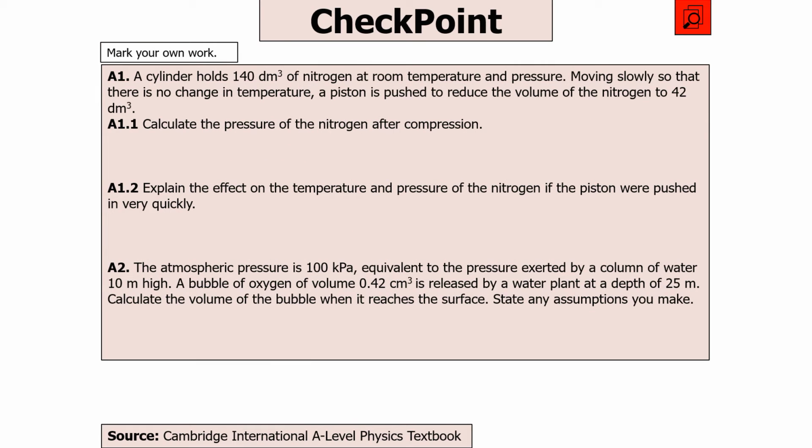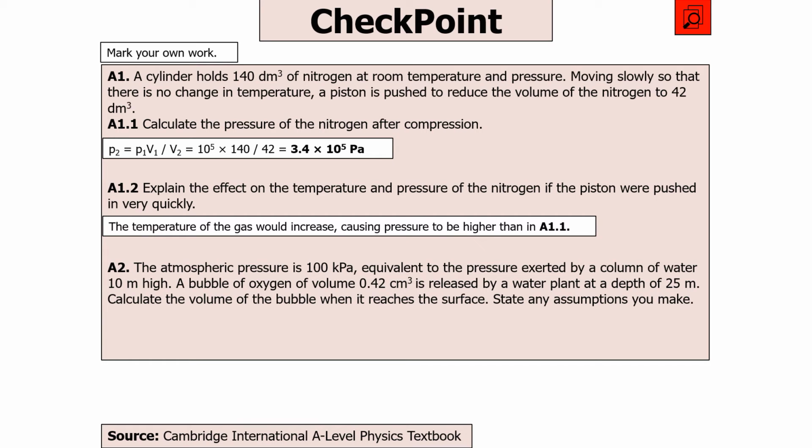Right, in this first one again, we're using Boyle's law. So P1V1 equals P2V2. So P2 is going to be equal to 3.4 times 10 to the 5 pascals. Remember, you don't have to change the units because it's just a ratio. Now we know that PV equals a constant, so therefore, what else do we know about that? In the other way around, we can link in pressure and temperature as well. So when the temperature of the gas increases, that will cause the pressure to be higher than the previous question.